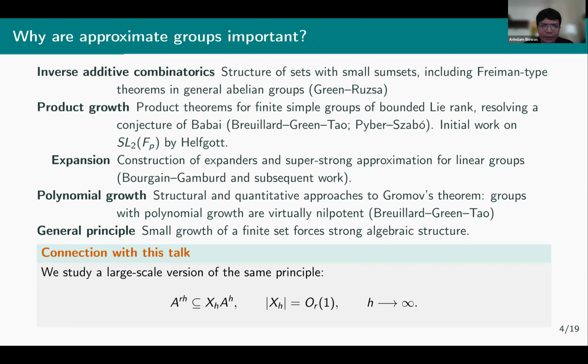Then there was initial work on SL2(F_p), which was basically the initial breakthrough by Helfgott, around 2007. Then they also found applications in the construction of expanders and super strong approximation for linear groups, by Bourgain, Gamburd, and some subsequent works.